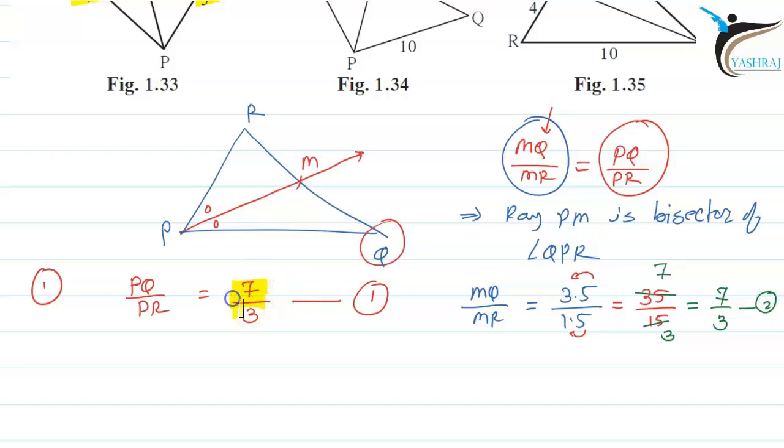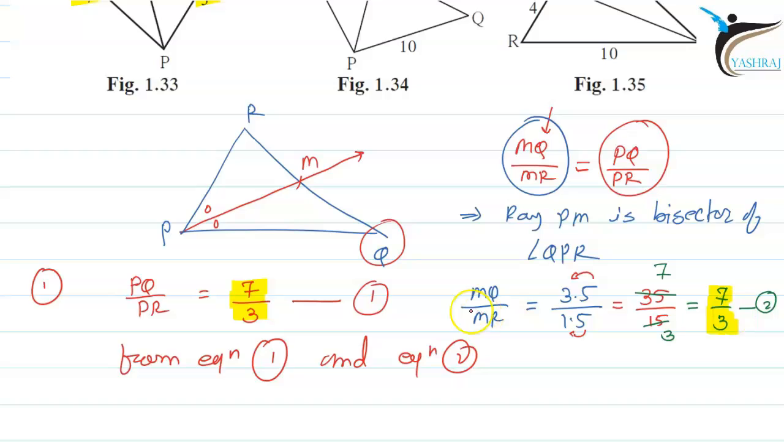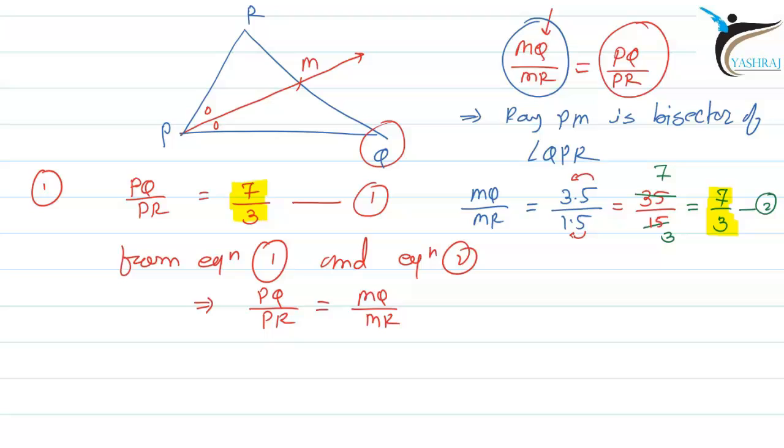Look at equations 1 and 2, both have the same RHS, so we can equate the LHS. From equation 1 and equation 2, since the RHS are the same, the LHS are the same. That means PQ divided by PR equals MQ divided by MR. Since this ratio is equal, we can easily say ray PM is the bisector of angle QPR.